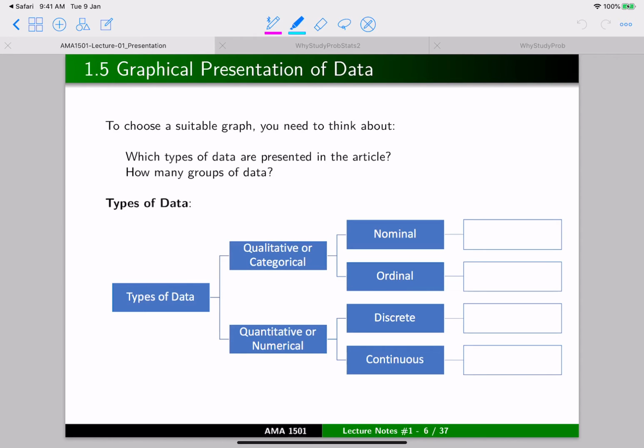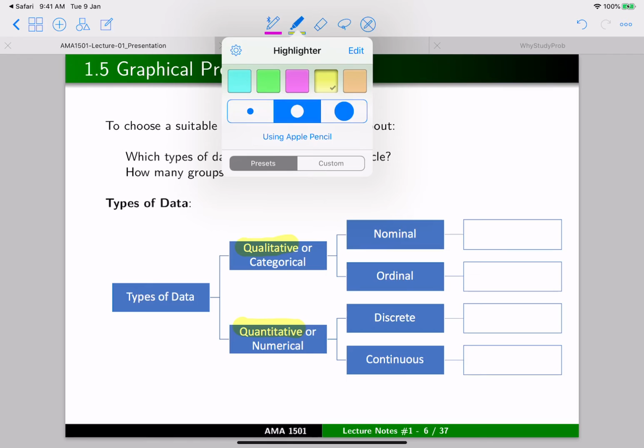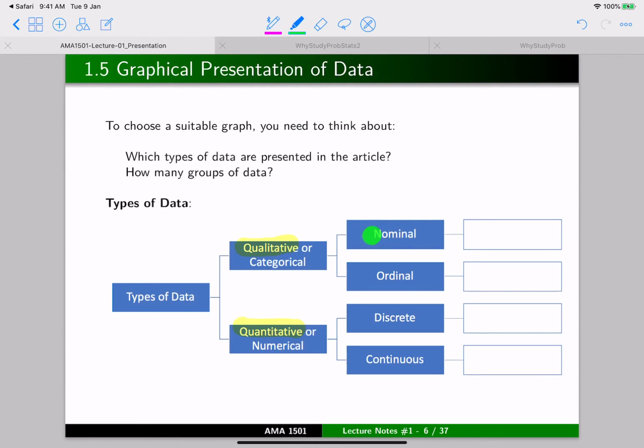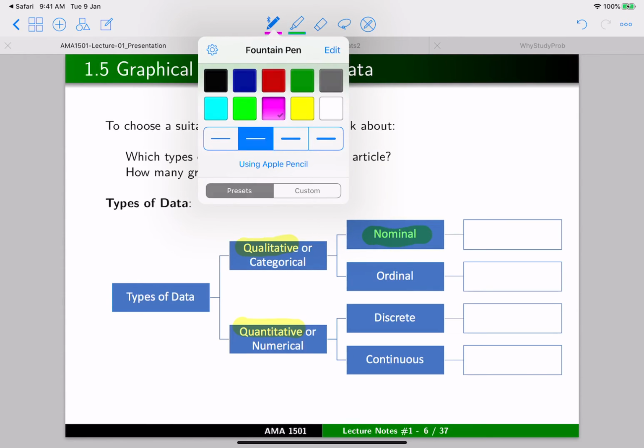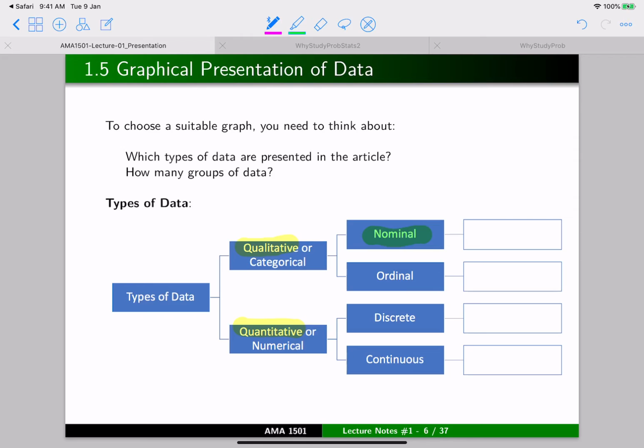So the types of data can be drawn in a type of tree diagram as follows. Remember, there are two types of data. There's the qualitative, and then there's the quantitative, which means you can put a number to it. Qualitative data are split into two categories: nominal, which means you can't order things in that qualitative data, like someone's religion or, for example, eye color.